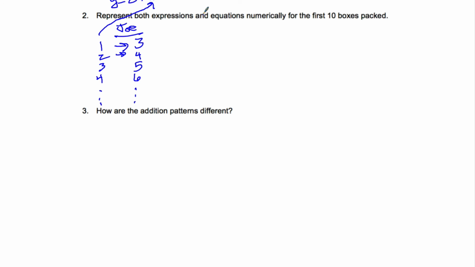Okay, and same for Michael. We're just plugging it in for x, and Michael's equation was y equals 2x. That means 1 box will get Michael $2. 2 boxes would be $4. 3 boxes would be $6. I'm just timesing everything times 2, and so on until you get to 10.